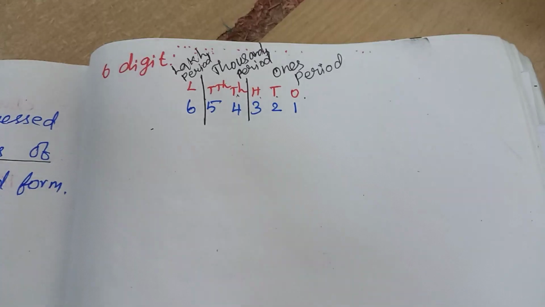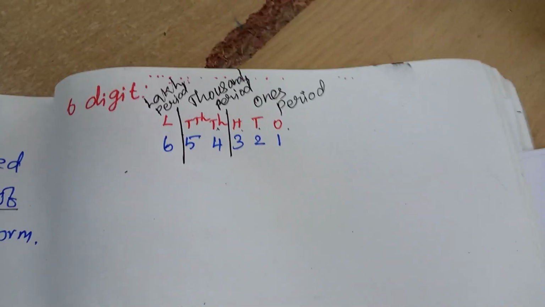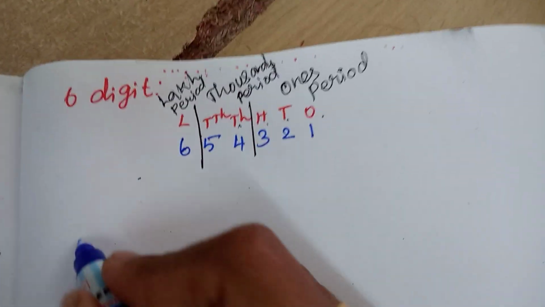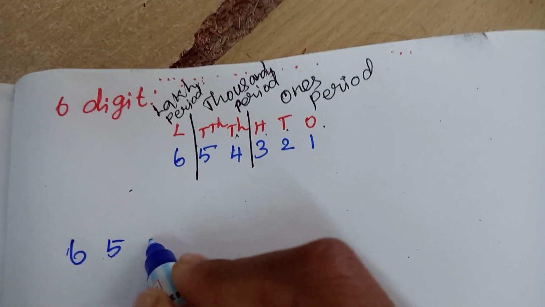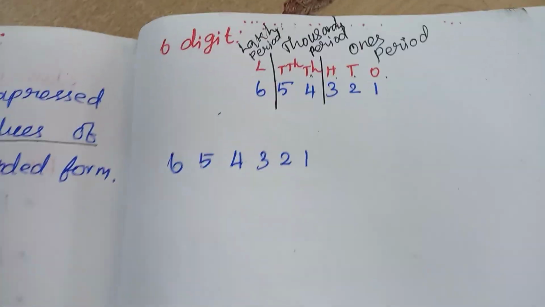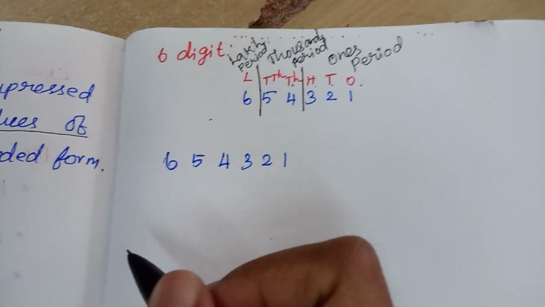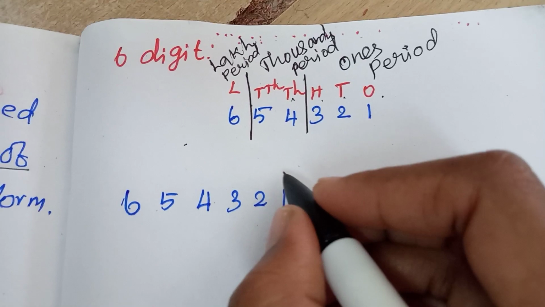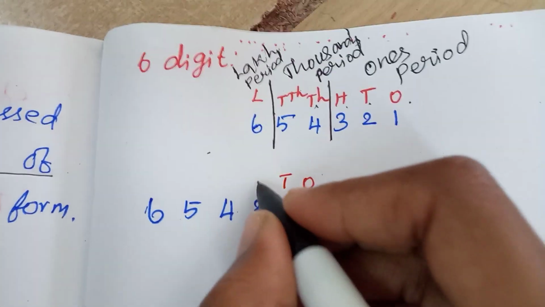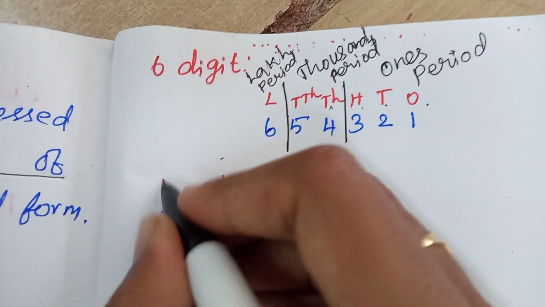So now we see how to read and write the number names for a 6-digit number. 6, 5, 4, 3, 2, 1. So what is the first step? You have to write the places. Should places be in caps or small? Caps. Ones, tens, 100, 1,000, 10,000, lakh.